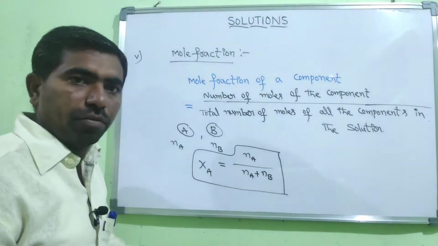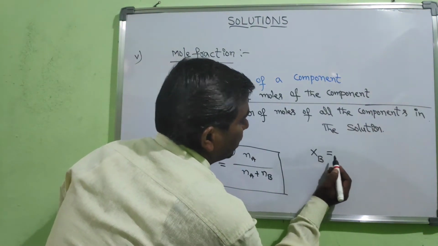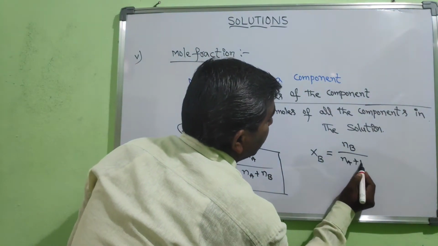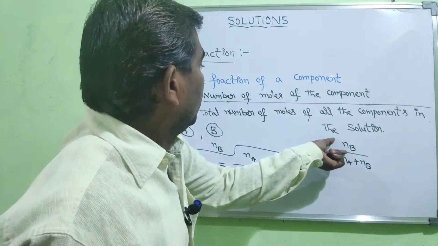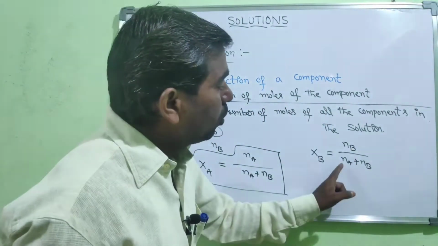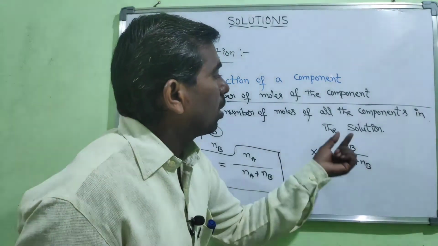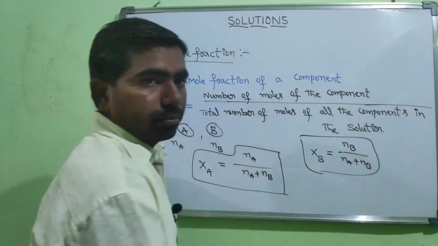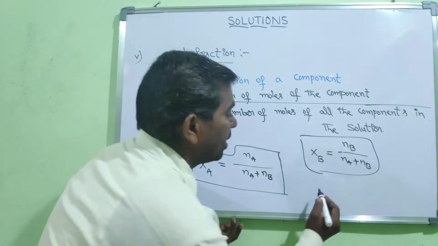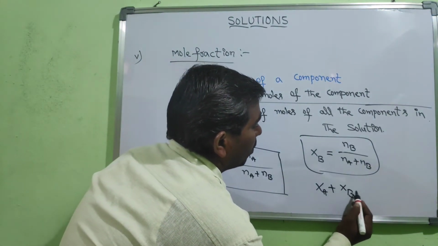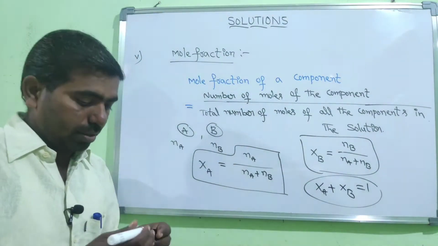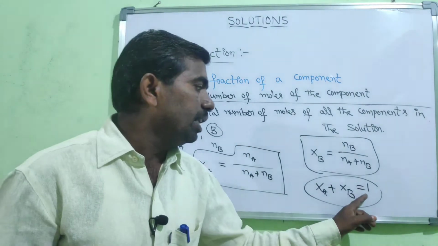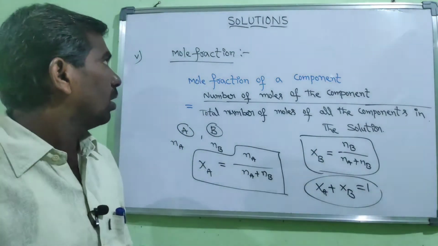Similarly, I am writing the mole fraction of B component, indicated with the symbol X suffix B, and here it is Nb divided by Na plus Nb. It means the number of moles of the B component divided by the total number of moles of all the components in the solution, that is Na plus Nb. So that is about the Xb. And in any solution, always the sum of mole fractions of all the components is equal to 1. So that is about the mole fraction.